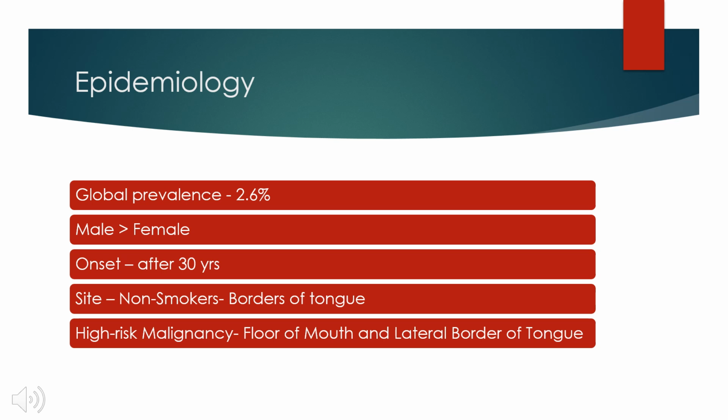For a non-smoker, the most common site is the borders of the tongue because of the chronic irritation from a sharp tooth or sharp denture. And lesions present on the floor of the mouth or the lateral border of the tongue are most prone to transforming into malignant lesions.